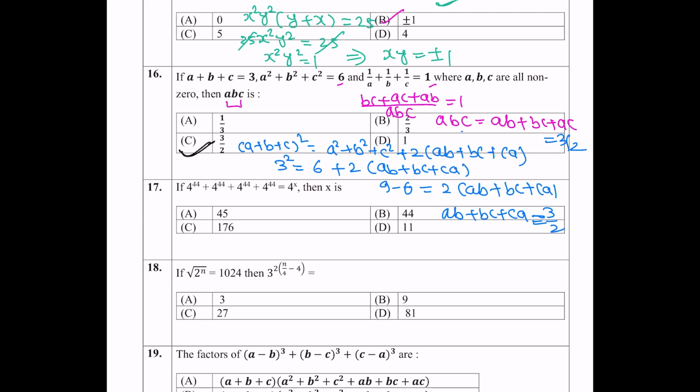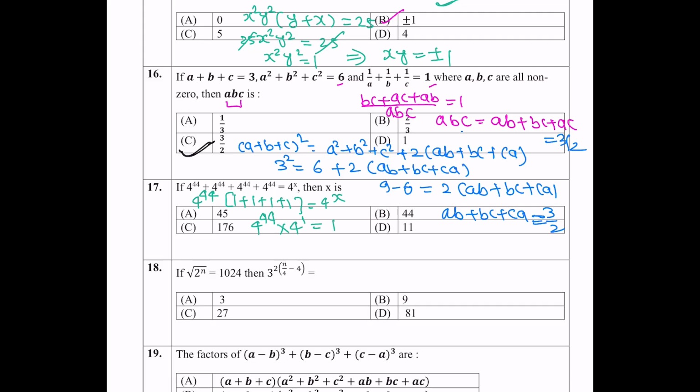Now in this expression we have to find the value of the 4 raised to the power x. So here if you try to calculate 4 raised to the power 44, it is very difficult to find that value. So here you can do one thing, you can take 4 raised to the power 44 as the common. So here you are getting 1 plus 1 plus 1 plus 1 is equal to 4 raised to the power x.